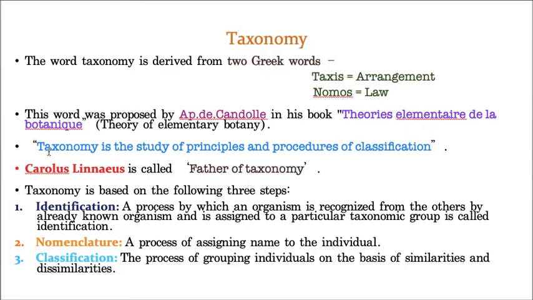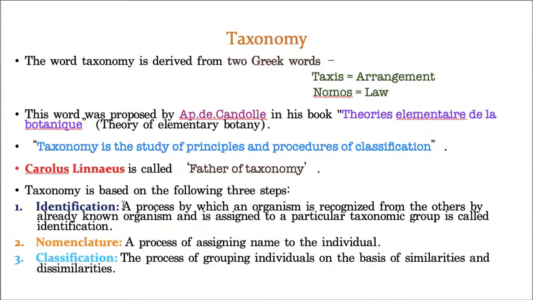So hope you know. Now, taxonomy is based on three steps. The first step is identification, the second step is nomenclature, and the third step is classification. Let us take one after one. The first one is identification.